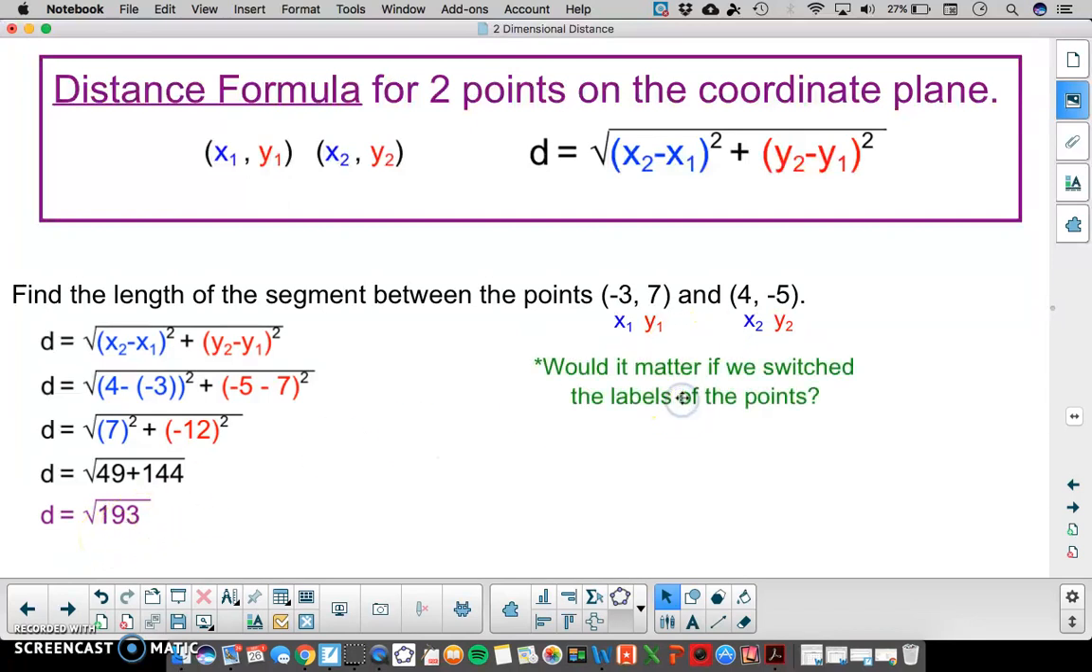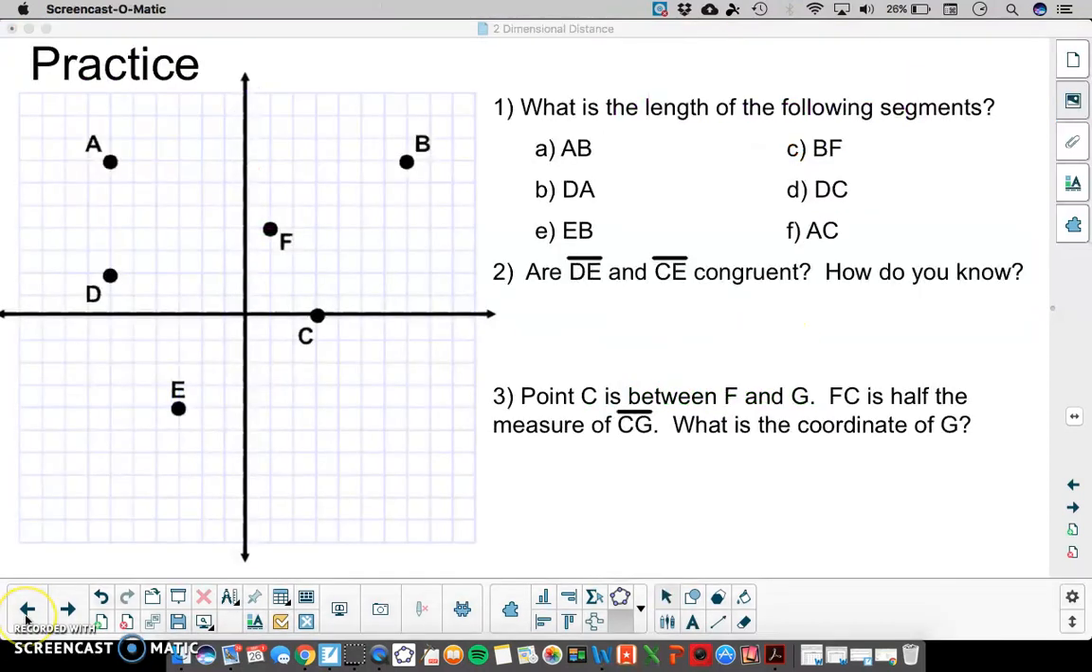I do want you to answer this question in your notes. Would it matter if we switched the labels of the points? Would we get a different distance if we let negative 3, 7 be x2, y2, and 4, negative 5 be x1, y1? These questions I want you to do on your own using the plotted points A through F on the grid.